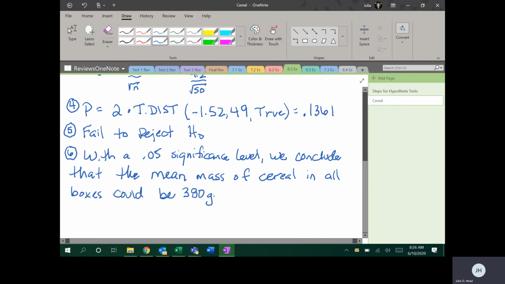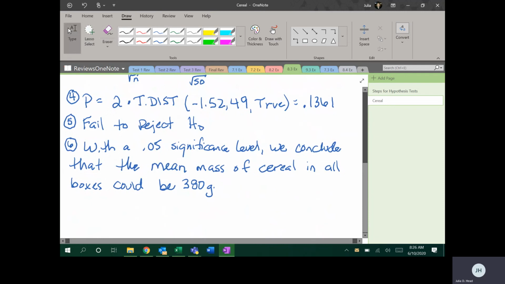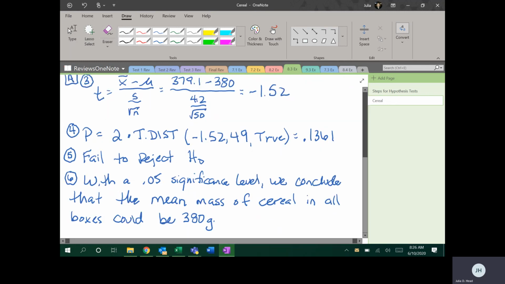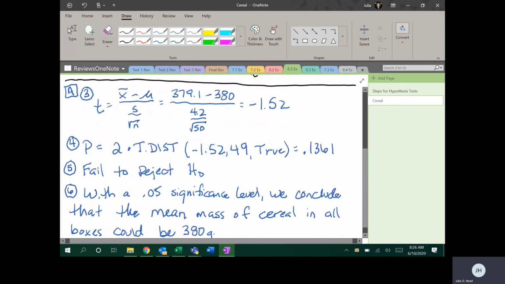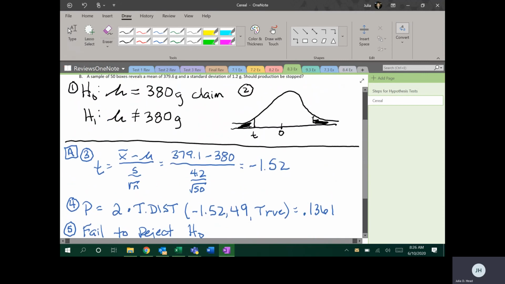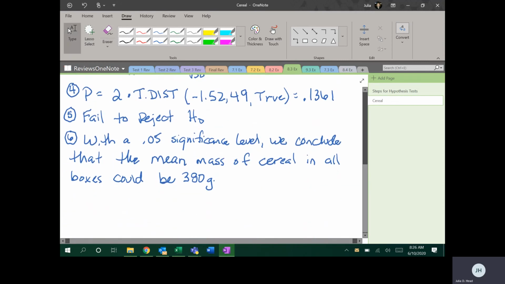One of the reasons why I like putting the units in the hypotheses is it helps me remember to stick the grams after the 380 here in the interpretation, because they are required in the interpretation. We have those same 4 possibilities for how we can interpret in the context of the claim. And since the null was the claim, and since we failed to reject, the claim could be true.